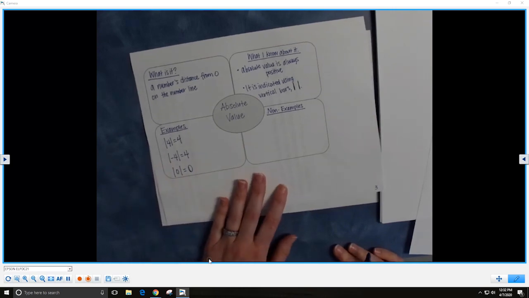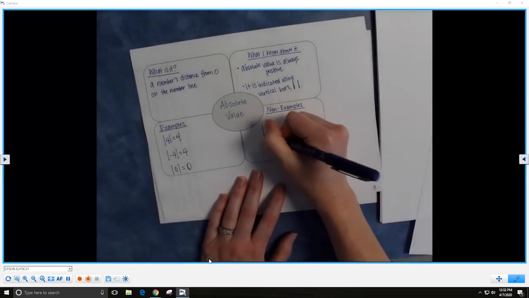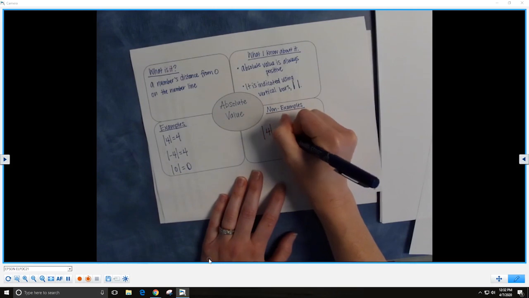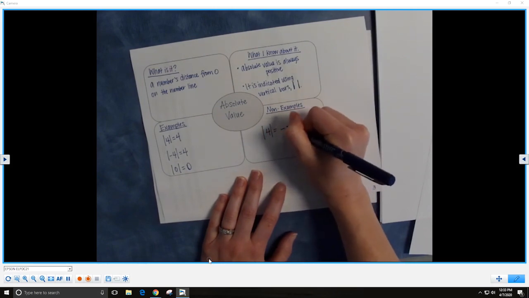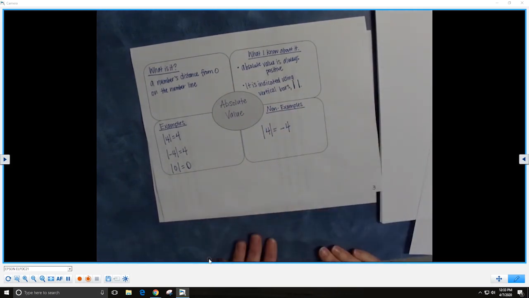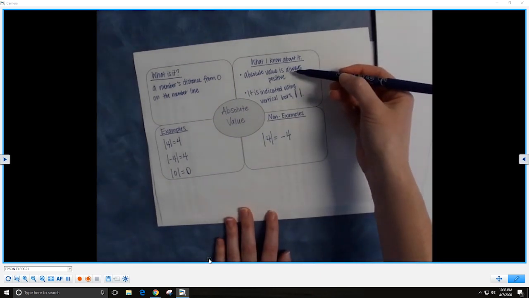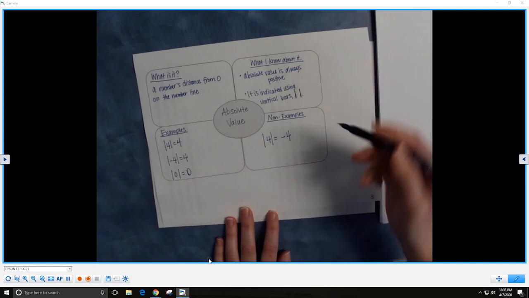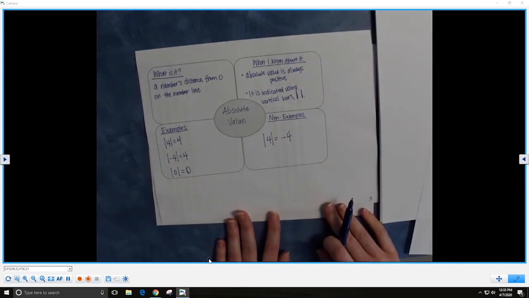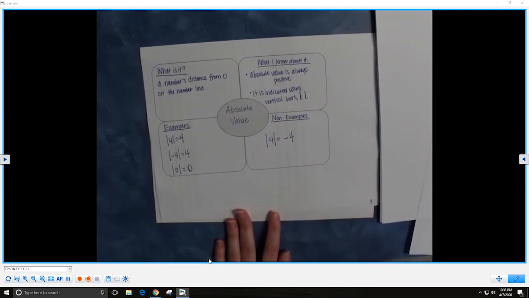How about some non-examples of absolute value? A non-example of absolute value would be something that equals a negative number. The absolute value of 4 is not -4. Remember, in our notes here, we wrote the absolute value is always positive. Okay, I'll pause for you to continue copying down any of that you still need.